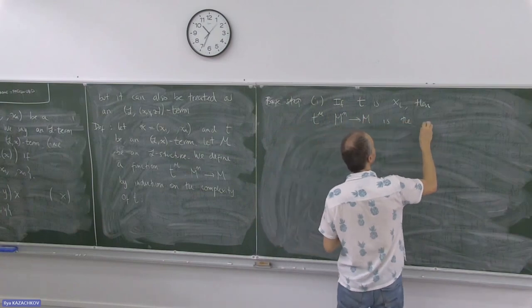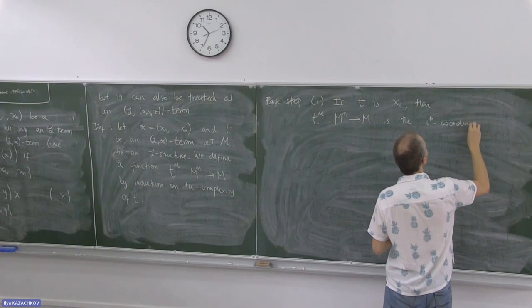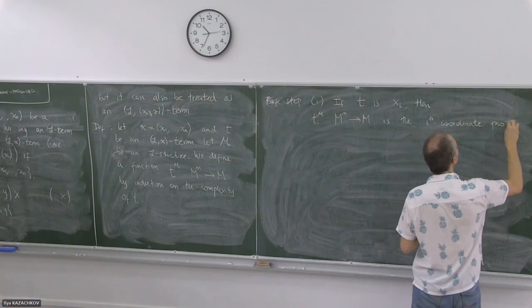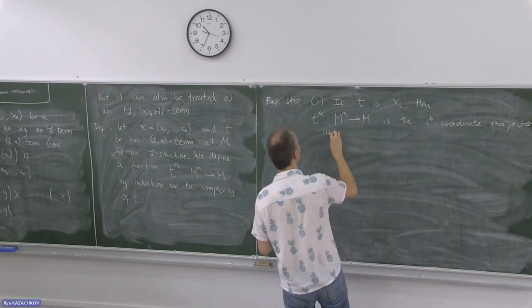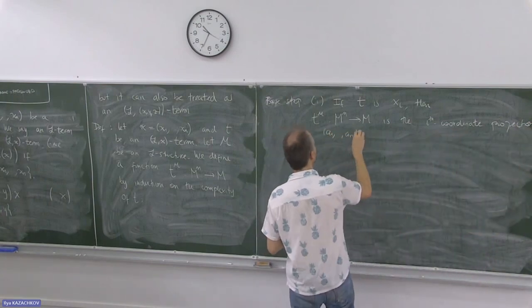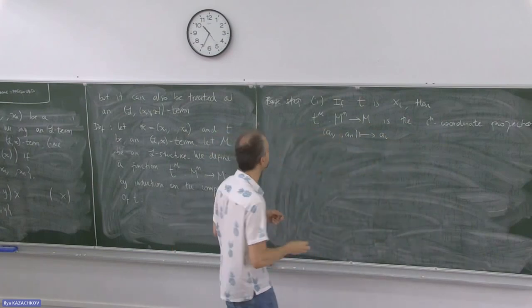Is the ith coordinate projection, right? Sending a1 up to an to ai. Okay.